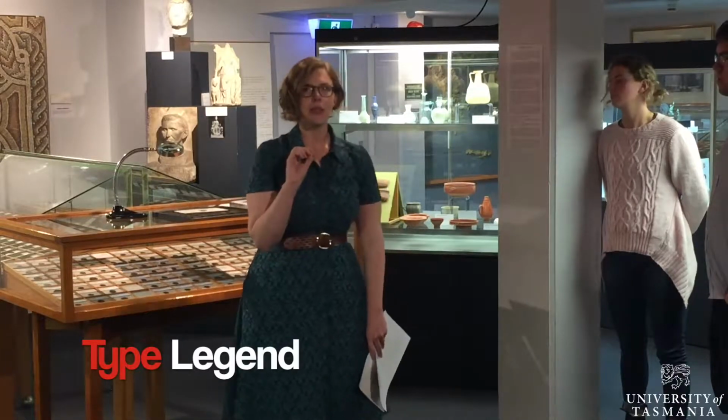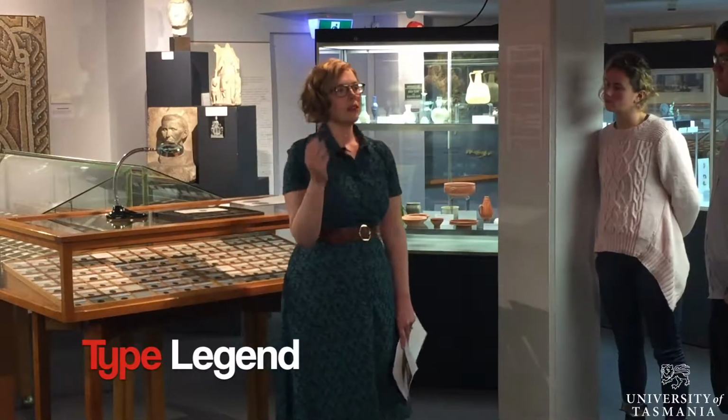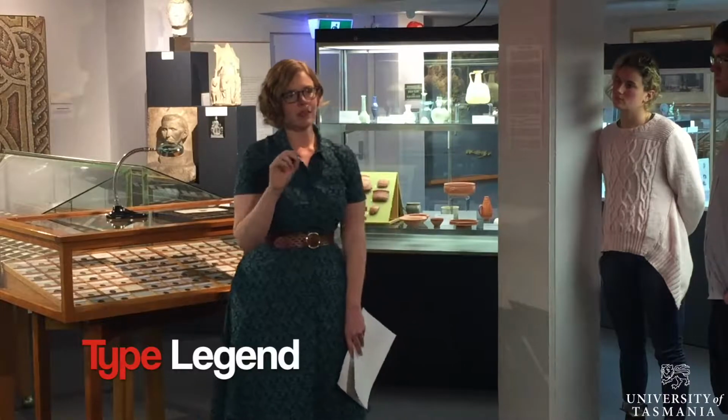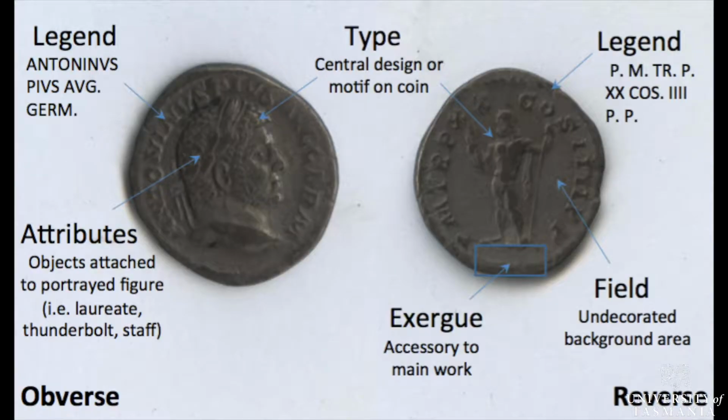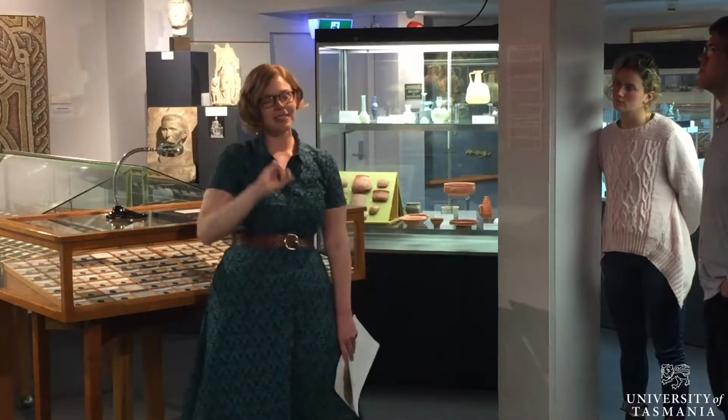The type of the coin is the type of image on the coin. So you might have a laureate bust of an emperor, and that would be a type. You could have the Pax Goddess type. So the type is how we talk about the main image on the coin. The legend is the written part, so the emperor's name and his titles.